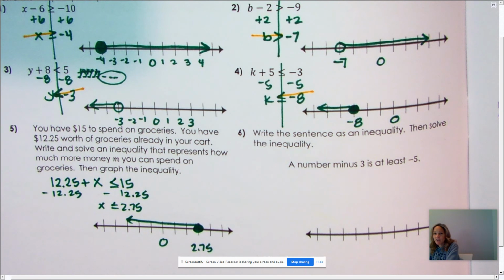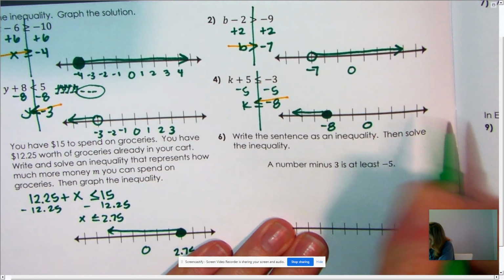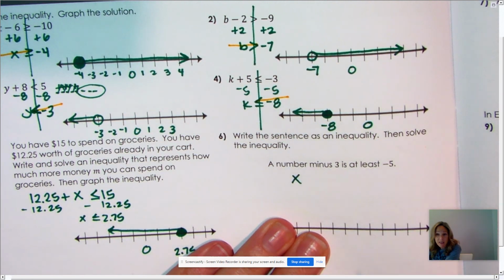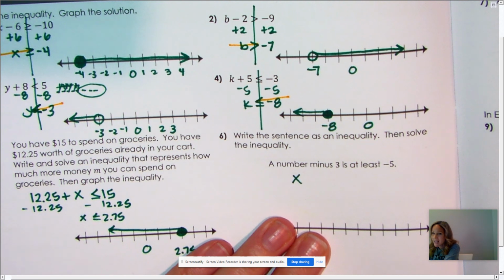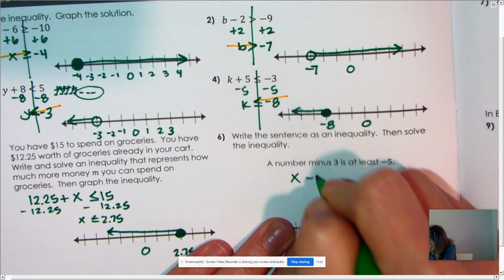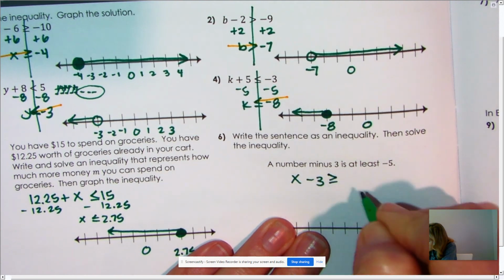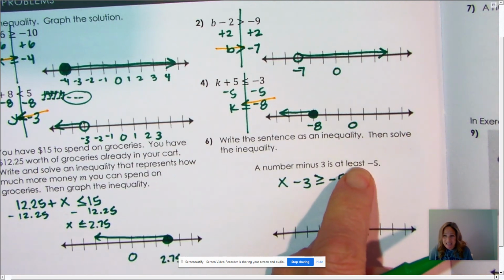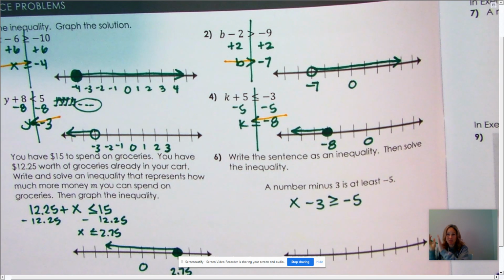All right, question number 6. Write a sentence as an inequality, then solve the inequality. A number, and so since they don't tell us what number it is, we don't write a number. You could use N for number, or I like to just use X. Minus 3 is at least negative 5. So that means it has to be bigger than or equal to negative 5. So I know it feels weird to see the word least and write a greater than sign. Okay, at least means that it could be this or more.